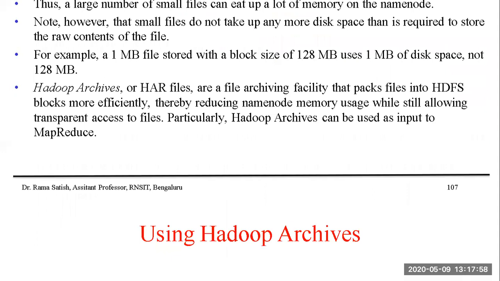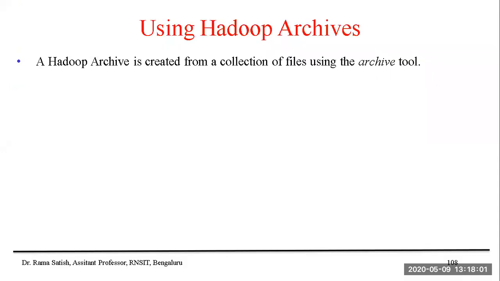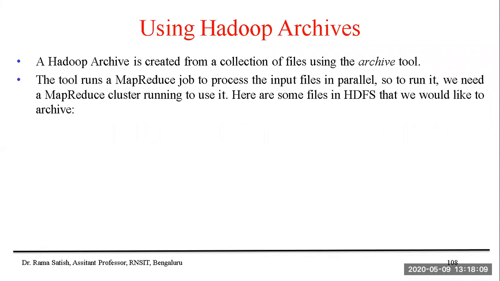And how do we do that archiving? A Hadoop archive is created from a collection of files using the archiving tool. And of course, the tool runs a map-reduce job to process it. We'll discuss what exactly a map-reduce job is in the next module. But remember, map and reduce are two program functions that work in parallel in clusters. So to run it, we need a MapReduce cluster running.